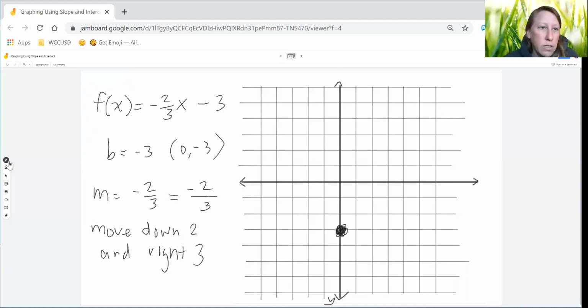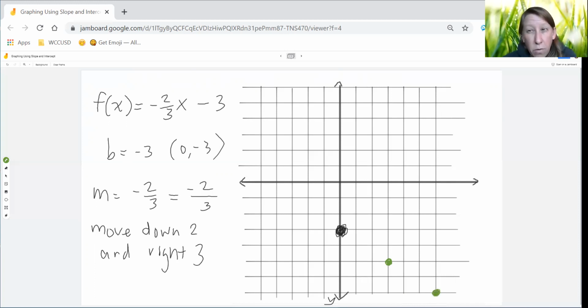Okay, so let's use those directions. I'm going to use green for go move. So here's my beginning point. I'm going to move down 2 and right 3, and that's going to be my next point. If I want to do it again, I can move down 2, right 3. That's going to give me my moving directions.